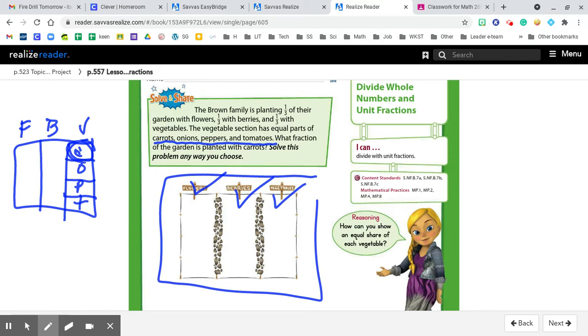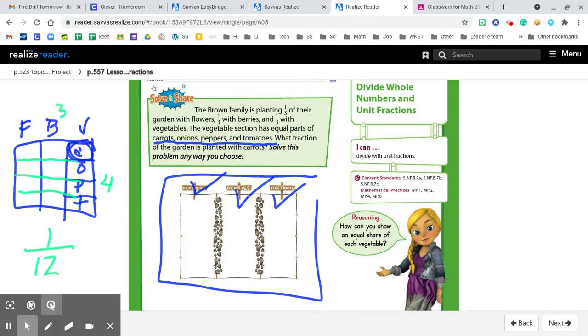So what we can do here, if we're drawing a picture, is we can just continue these lines across, and then you can see you've got altogether 12. That would be your denominator. And because 4 by 3 is 12, and we have one little unit, it's 1/12. So that's one way you can do it, by just drawing a picture.